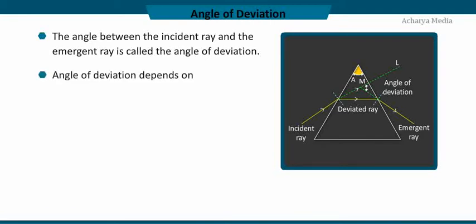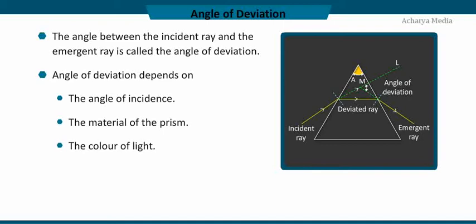The value of the angle of deviation depends on four parameters. They are the angle of incidence, the material of the prism, the color of light, and the angle of the prism.